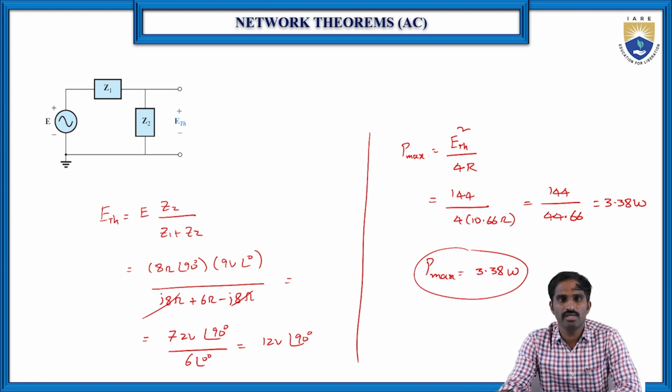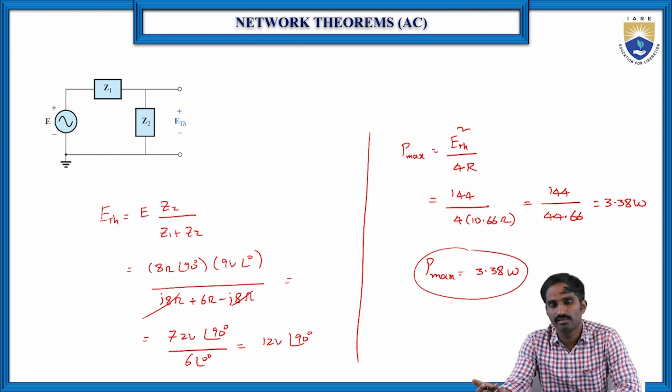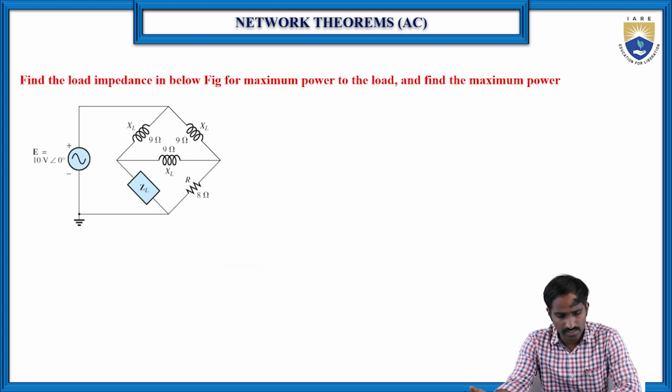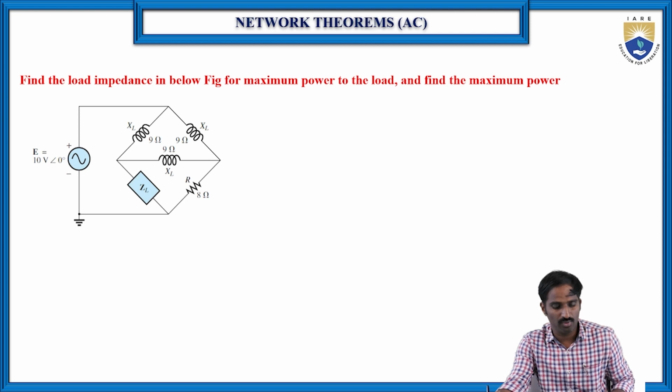So this is the way to find the unknown load impedance or load resistance value, and after finding the unknown load impedance or load resistance value, then we can find the maximum power which is flowing or which is delivered to that particular load resistor or impedance. Then let us go for another problem.